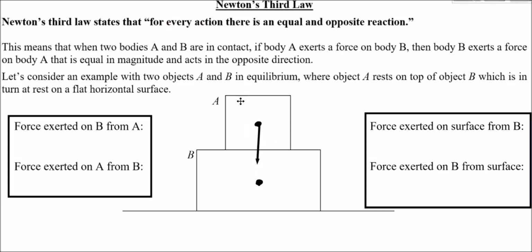I always get these arrows a bit wonky, sadly. It's a small thing, but very annoying. So that's going to be the weight of A going down. Likewise at B, going down at B, will be the weight of B.